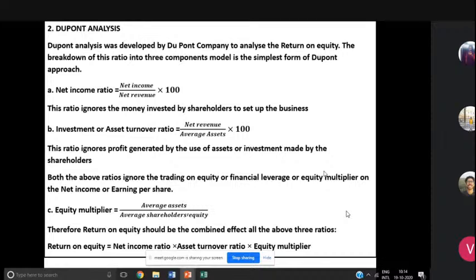I repeat again. Financial leverage denotes use of borrowing or debt to maximize the EPS. When we come to the example, it will be clear to you. For the time being, try to think this way. There are three ratios which are to be combined together in order to calculate the ROE. This is called the practical approach for calculating the ROE, return on equity.